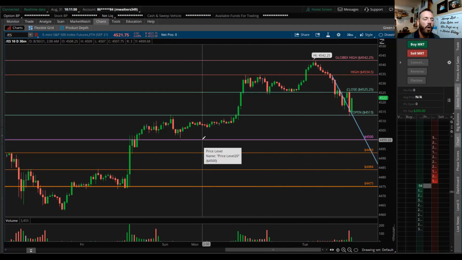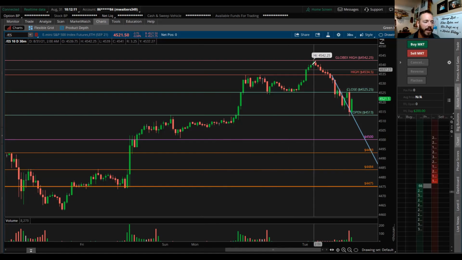Now, the Globex, that just means the trading overnight. So we're here in the States. This product trades all through the Asian market, all through the London, the UK, the Australian. It trades globally. So that's the Globex high that we hit at 2 o'clock in the morning.